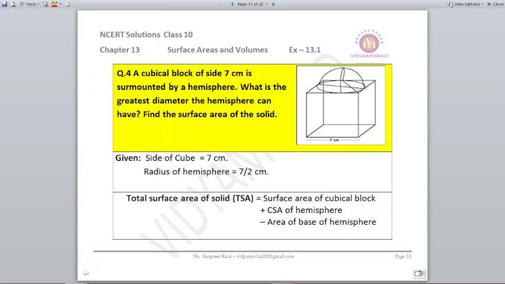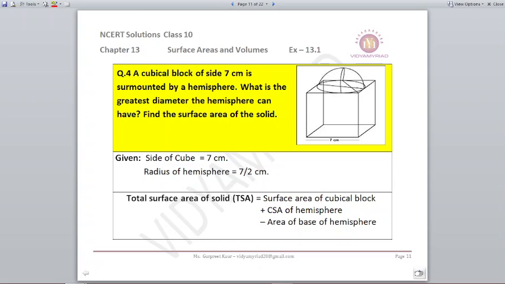Next, a cubical block of size 7 cm is surmounted by a hemisphere. What is the greatest diameter the hemisphere can have? Find the surface area of the solid. Now here the side of the cube is 7 cm, so that means the radius of the hemisphere will be half of it, that is 7 by 2.